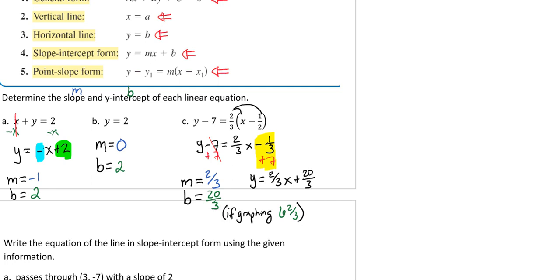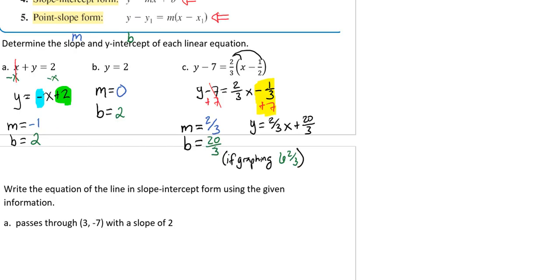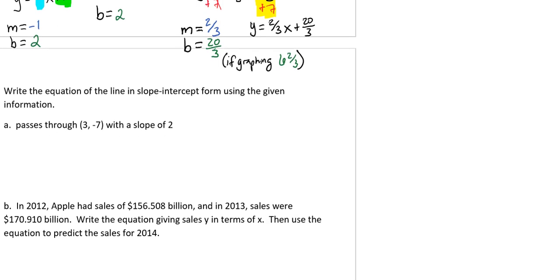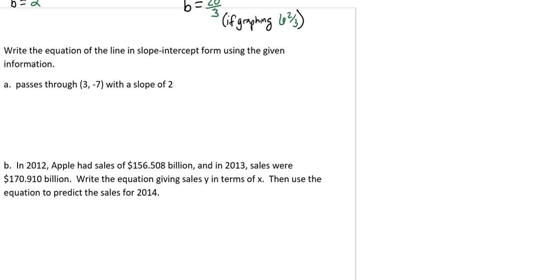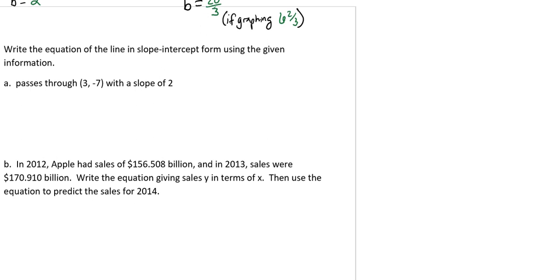So let's do an example where we're going to write the equation of the line in slope-intercept form. So here we have: write the equation of the line in slope-intercept form using the given information. It passes through the point (3, -7) and has a slope of 2. So here is our slope, and then it gives us an x and a y value.